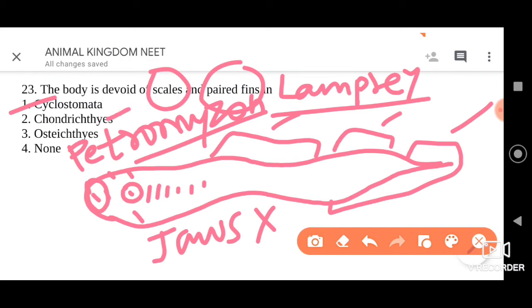Chondrichthyes are cartilaginous fishes and Osteichthyes are bony fishes. Chondrichthyes have microscopic scales and Osteichthyes have scales which can be easily seen. The placoid and the ctenoid scales they possess can definitely be considered. But let me tell you, the cyclostomes do not have them. Paired fins are also present in Chondrichthyes and Osteichthyes, but absent in cyclostomes. So please go for option 1, that is Cyclostomata.